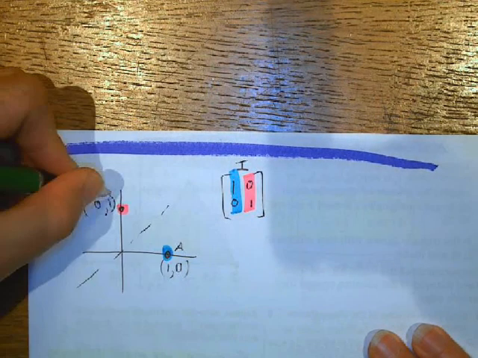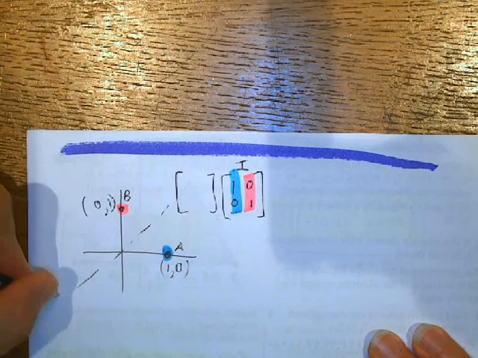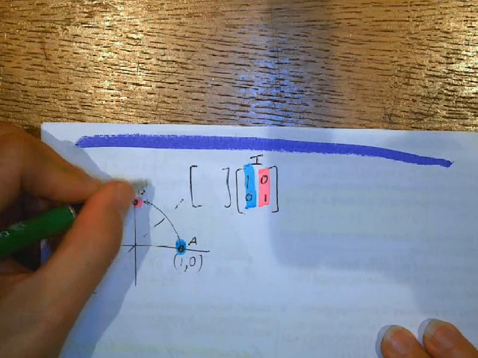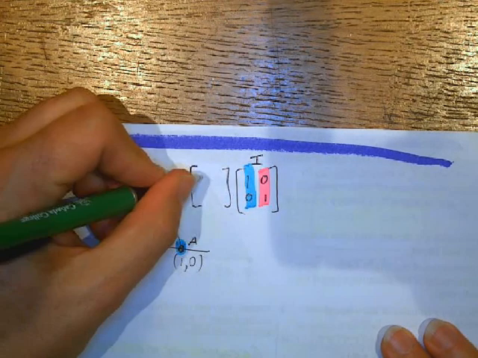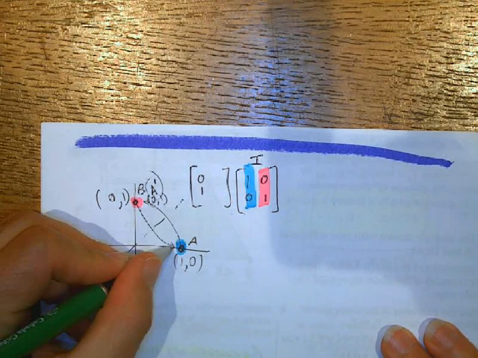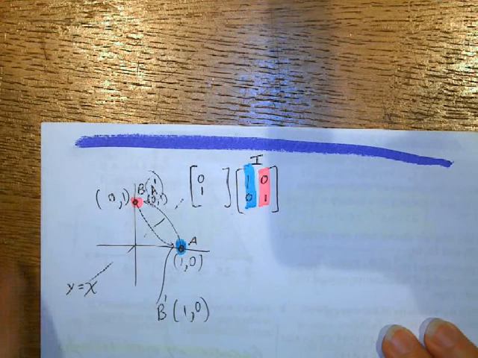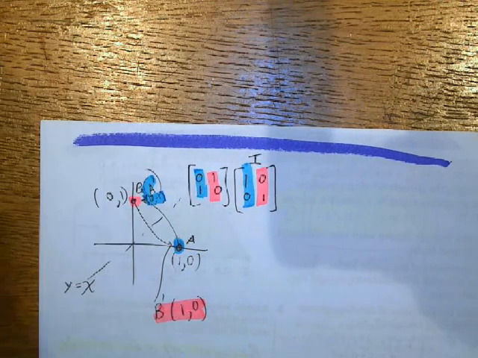In this example, we wanted to reflect on the line y equals x. I'm going to call this point A and point B. If we're going to do a transformation on the line y equals x, that means this point here goes to there. So the new A prime is 0, 1. And if it's reflecting over here, the new B prime is 1, 0. So my new B prime is 1, 0, and the new A prime is 0, 1. So this is my transformation matrix.